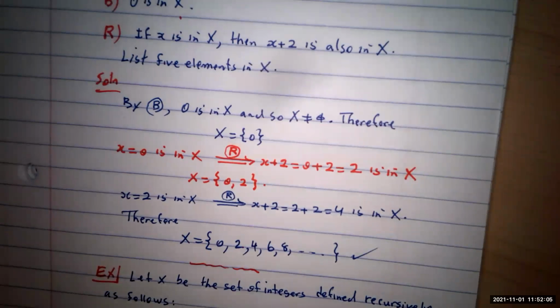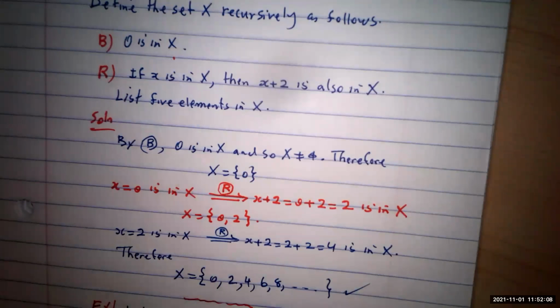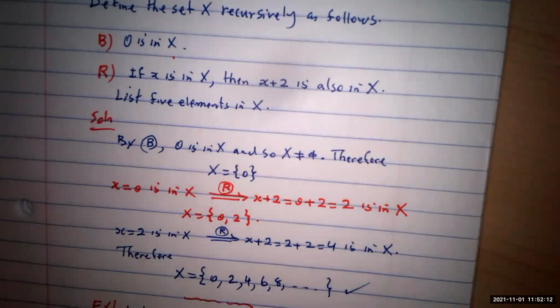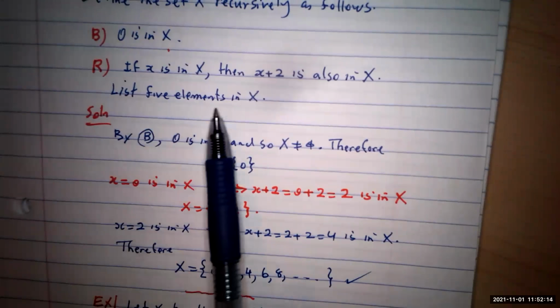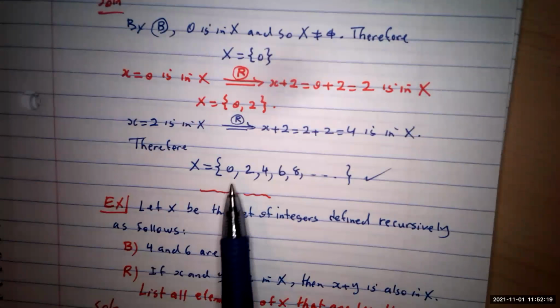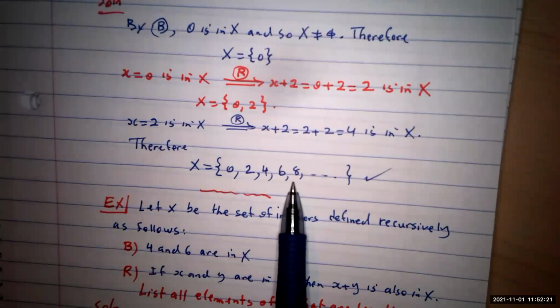The instruction was this: 0 is in X. If x is in X, then x plus 2 is in X. We list only 5 elements. Look at these elements that we have. Can you see something interesting about these elements?